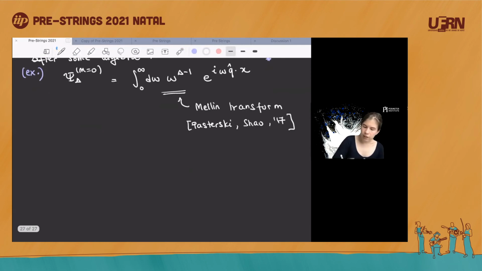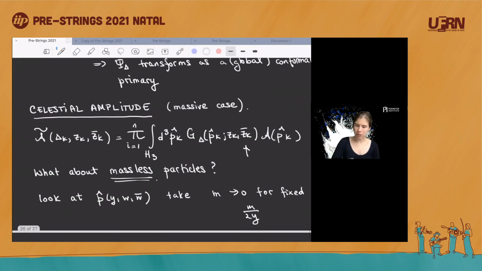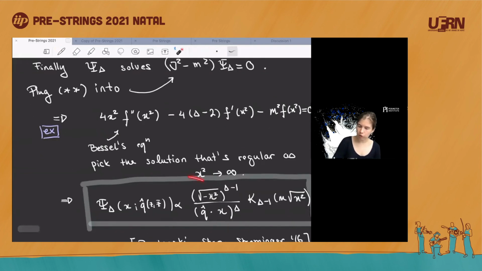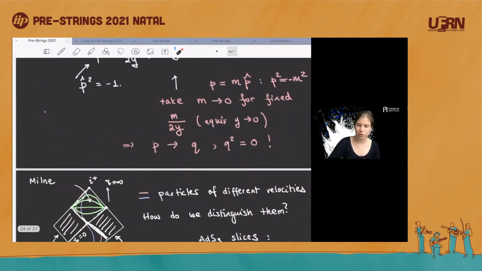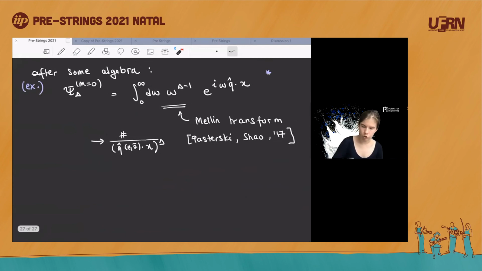And also, this you can evaluate, and this also reduces to some numerical factor divided by q hat dot x to the delta, which you could also have obtained by directly taking the massless limit of this position space formula I wrote here. So there are two ways of doing this calculation, but they will both agree. Everything is consistent, and you can check that.